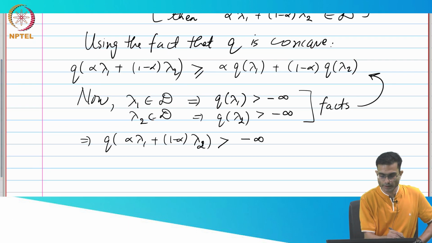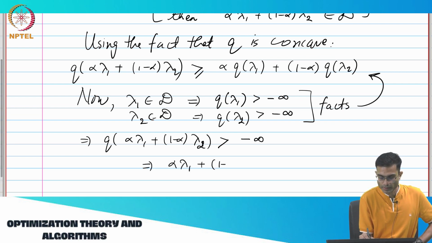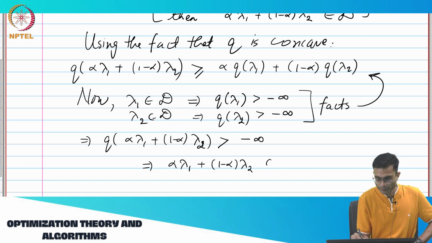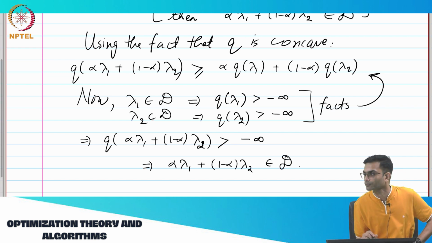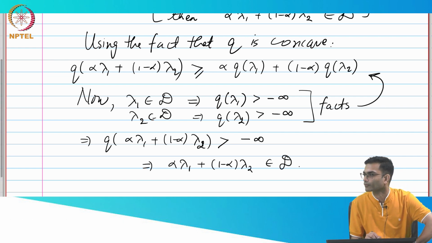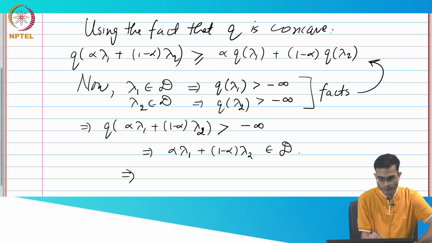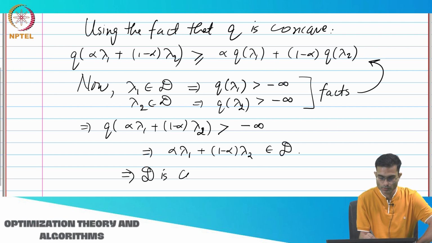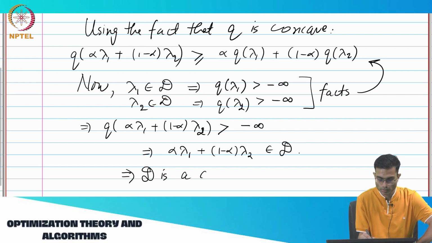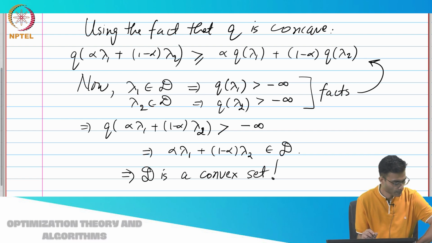And this is all that I need to say that the convex combination of lambda 1 and lambda 2, therefore, also belongs to D. Right? So therefore D is a convex set.